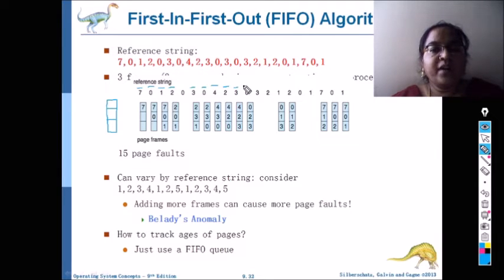Now again we are referring to 0, so it's again a page fault. Among 4, 2 and 3, it is 4 which has come earlier, so you are going to replace 4 by 0. Now for 3 there is no page fault, and for 2 there is no page fault because it is there in the memory. For 1 you get a page fault because 1 is not existing in the memory. Among 0, 2 and 3, the one which has come first in the memory is 2, so you are replacing 2 by 1. So now we have 0, 1 and 3 in the memory.